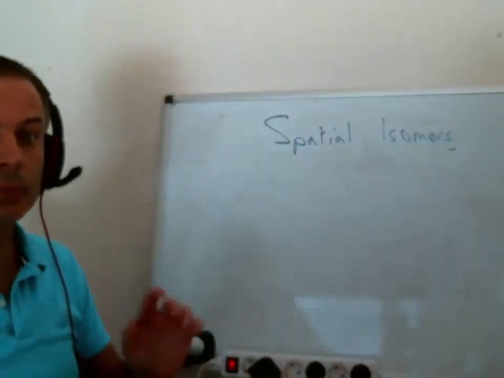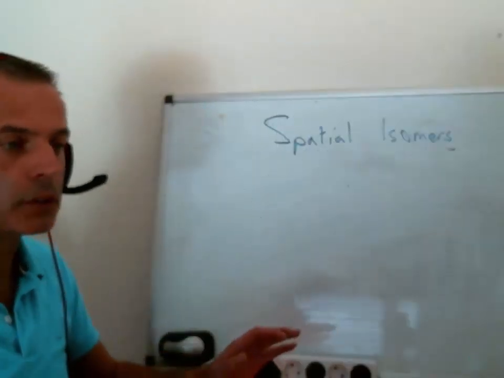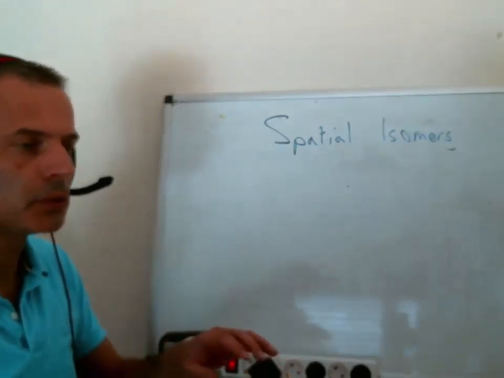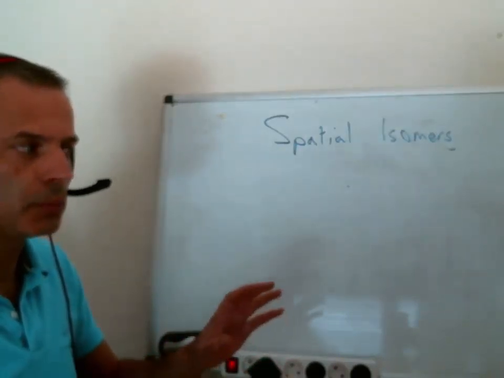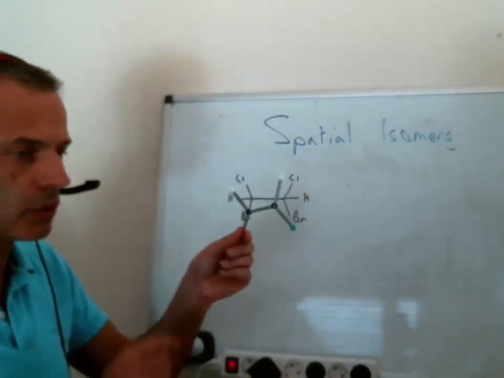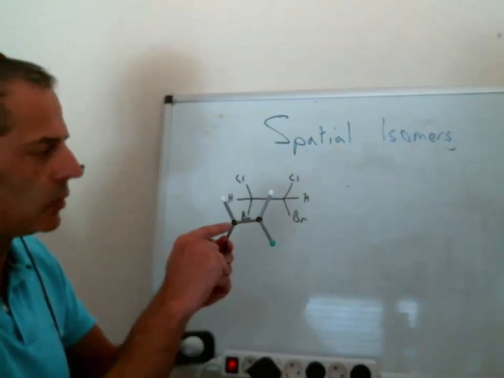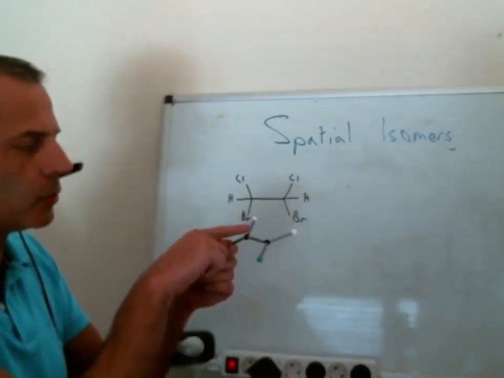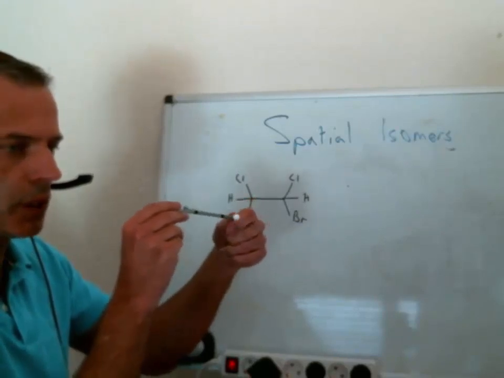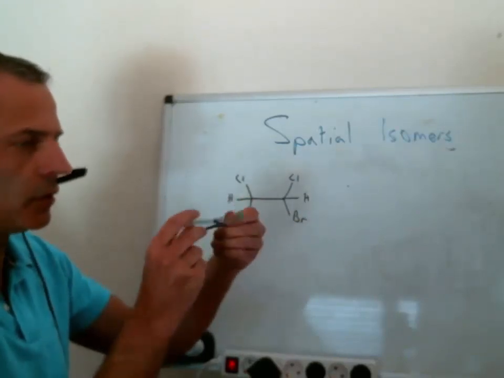Hello again. Let's talk about spatial isomers. The spatial isomers are where the bonding between the atoms is the same, but the shape is still different. If we take a double bond, like this double bond for example, the double bond would be in this plane. So double bond would be out here and down here.